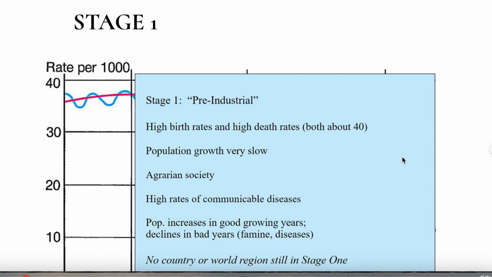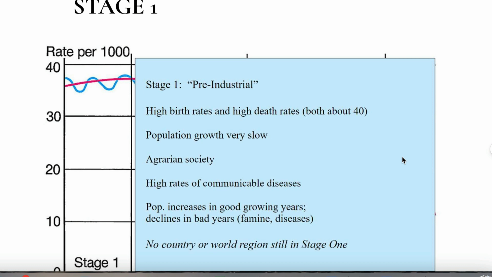So what we really want to do is figure out how, I'm just going to scroll down to stage 1, how the stages reflect different shapes of pyramids. So that stage 1, where we have high birth and high death, both are about 40 per 1,000 per year. It's slow population growth because they kind of even each other out. High rates of communicable diseases. And then the reason why it fluctuates is because you might have increases in good years and declines in bad years. Could be famine, diseases, problems with crops.